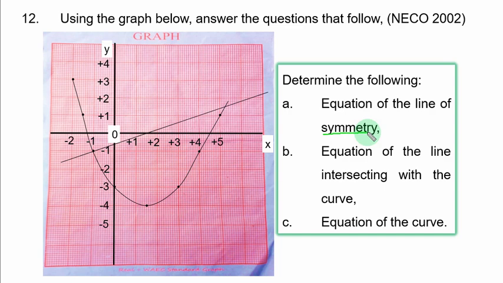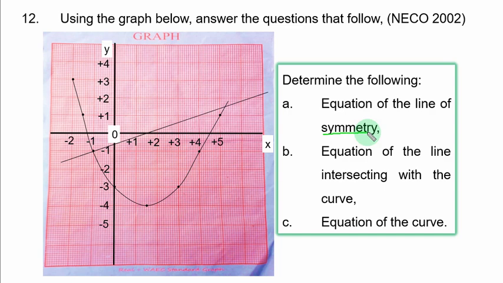First thing here is to determine the scale. If you have followed previous teachings, it is clear that the scale used in this graph is 2 centimeters to 1 unit on both axes. So let's explain the solution to the questions.